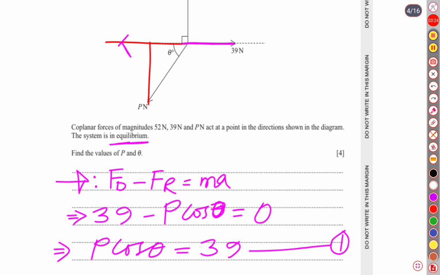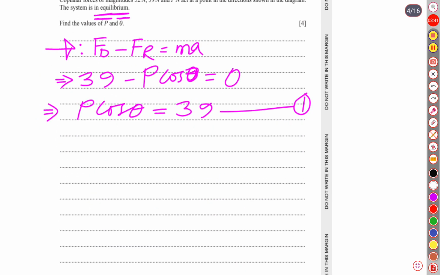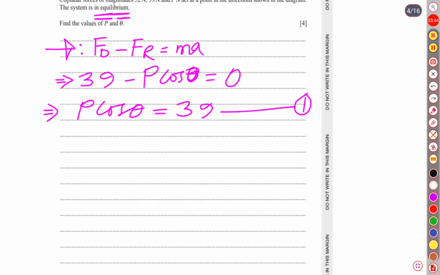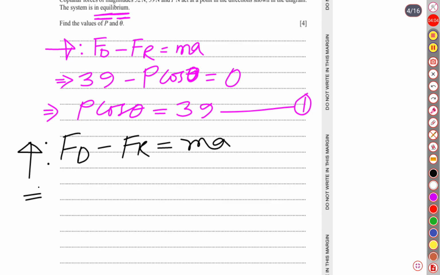We may leave this as equation 1. And don't forget that as there are two values missing, P and theta, we will have to form two equations and they should be solved simultaneously. Well, for the next step, we will resolve the forces vertically. Let us use the vertical symbol. Okay, now let's see what are the vertical forces: upward and downward forces equal to MA.